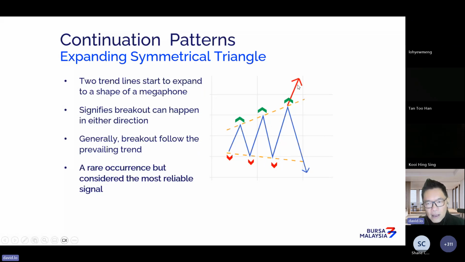It can signify a breakout in the same trend, or a breakout on the other side. So it's very important to follow the trend line break as well as the fractal break. But this is a very rare occurrence. When I say it's the most reliable signal, it means that when it breaks out, it tends not to fail. It tends to really move in that direction. So if the market breaks out of an expanding symmetrical triangle on the top side, then it's quite reliable to say that the market's going to go up.